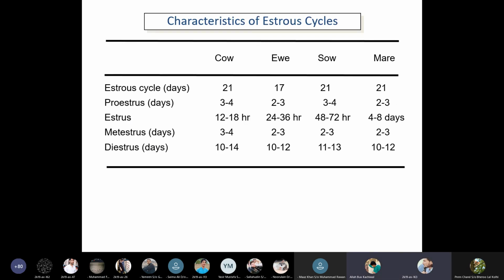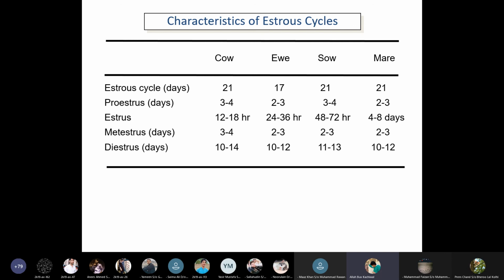So the estrous cycle in a cow is 21 days, and the ewe has 17 days, the sow has 21 days and the mare has 21 days. Pro-estrus is 3 to 4 days, and it passes in the cow in 2 to 3 days, and even 3 to 4 days in the sow, and 2 to 3 days in the mare.